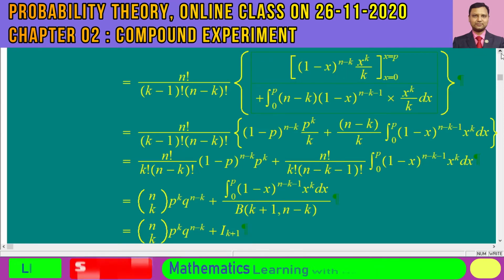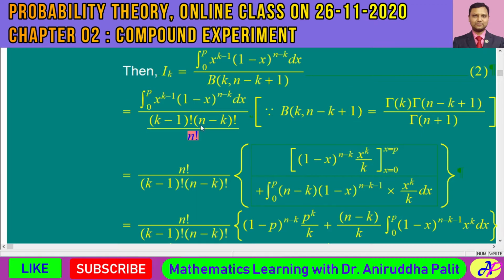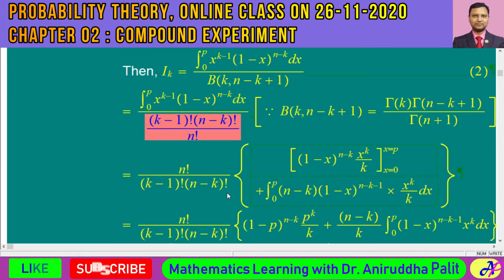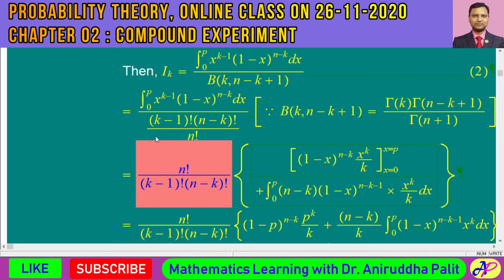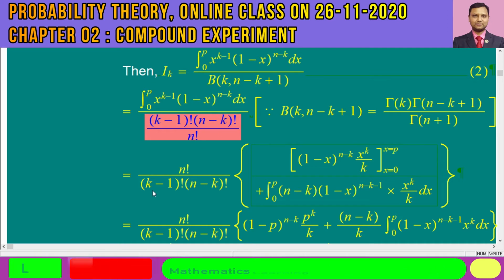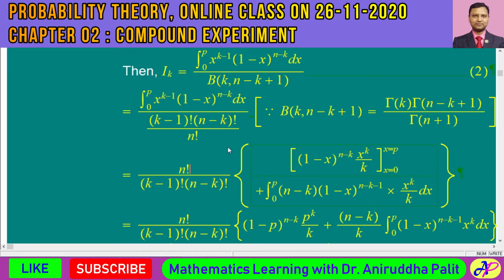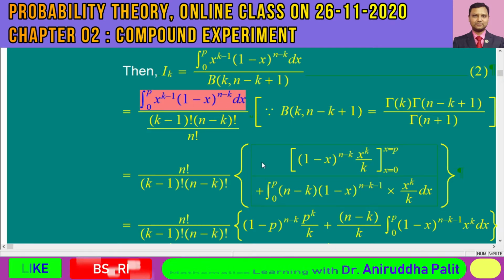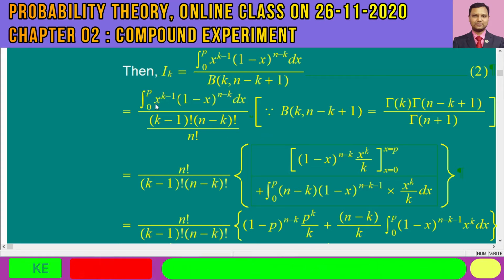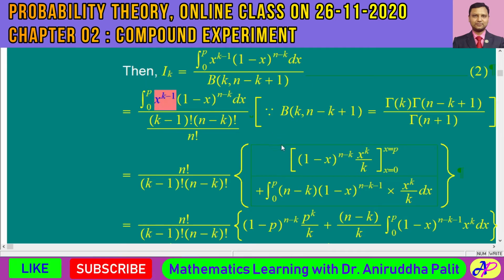Now this expression can be written in this way. This factorial of n becomes the numerator, and these factorials become the denominator over here. Now what we are trying to do is decompose this integral and integrate it by parts. In order to do this, we take x to the power of k minus 1 as the second function, and 1 minus x to the power of n minus k as the first function.